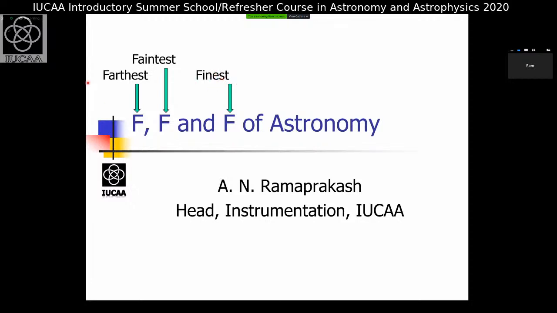So in a nutshell, what astronomers typically are trying to do are to see the farthest objects, which are also very often the faintest objects in the universe, and see them in the finest detail possible. So that's the whole game of astronomy. So let us try to understand how this is achieved. I will not take it into too much of a technical discussion, but I'll keep some equations in the slides so that you understand the relations between different parameters and how they are interconnected.